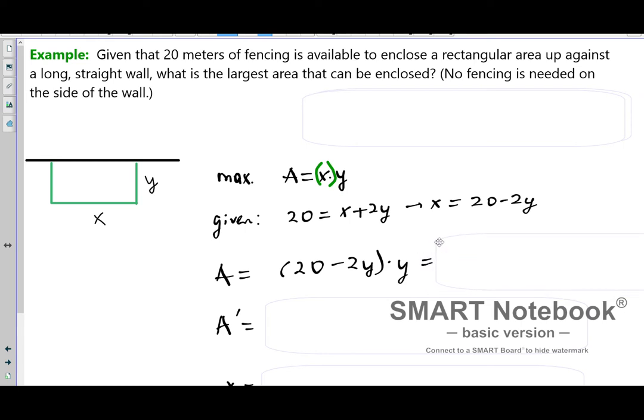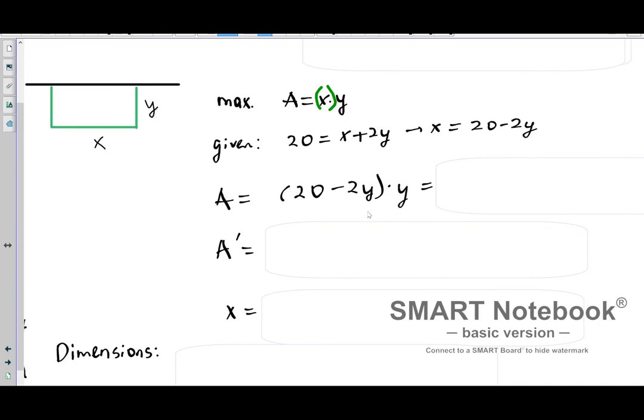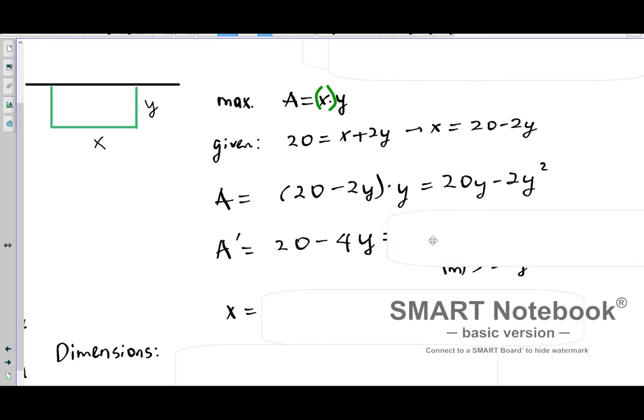And as we did with our other examples, it's a good idea now to multiply it out, simplify your area function, and then set the derivative equal to 0. So in this situation, distribute your y, you get 20y minus 2y squared, and then take the derivative. So you're going to have A prime equals 20 minus 4y, and set that equal to 0. So when we solve this equation for y, we're going to get 20 equals 4y, and then divide both sides by 4. So y equals 20 over 4, or 5.